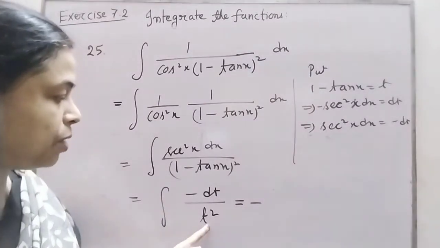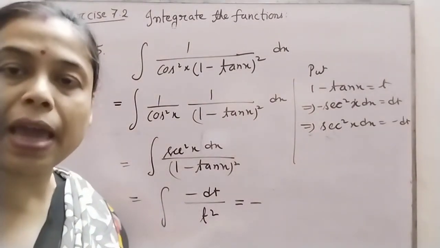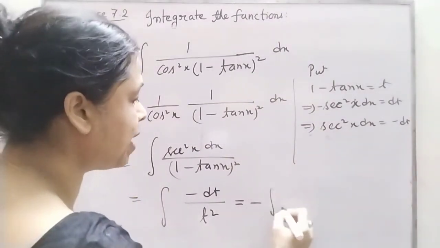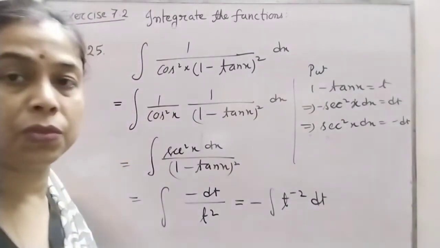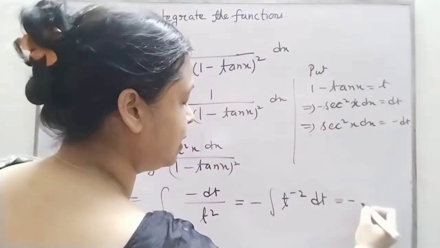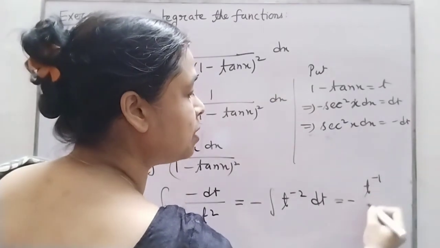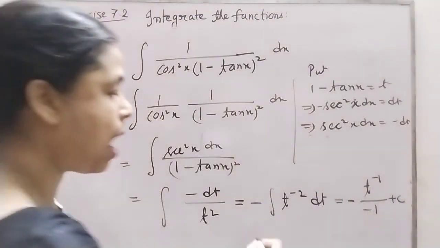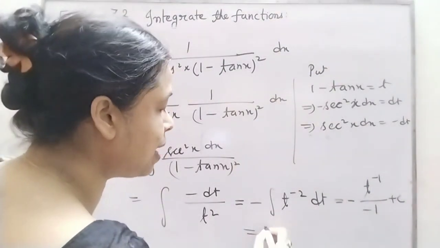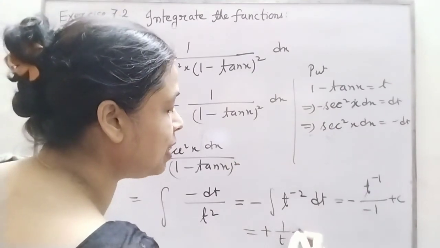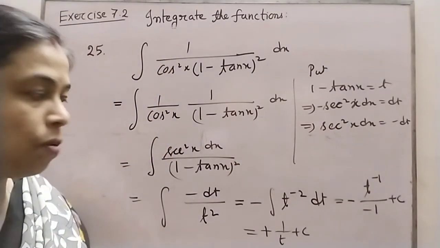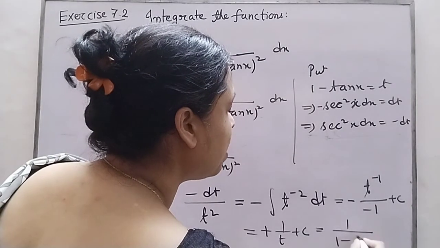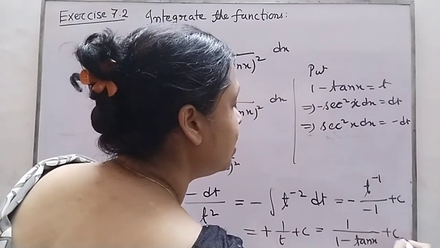Here 1 by t square has no derivative, but I can write it in the numerator by writing the power as a negative term. So I can write it as t to the power minus 2 dt. Now integrating: t to the power minus 2 plus 1 is minus 1, divided by minus 1. Immediately don't forget to write plus c. After that, minus minus gives you plus, and t inverse can be written as 1 by t plus c. Now put the value of t again. So what is your t? That is equal to 1 by (1 minus tan x) plus c.